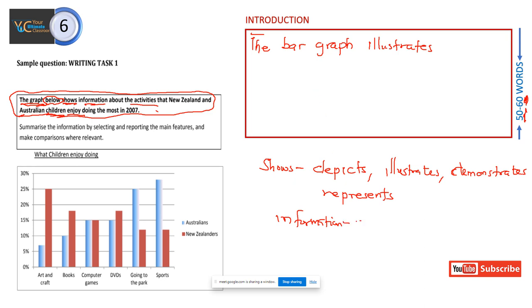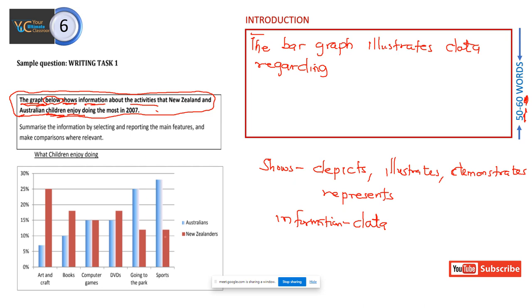So, information. The only word I know here for now is data. And that's what I've been using since. So the graph below shows information about. So in place of information, I write data. The graph illustrates data. And about, I just prefer using regarding. So it's not compulsory, you can still use about, but it should actually fit in whatever you are writing. Illustrates data regarding now the activities.